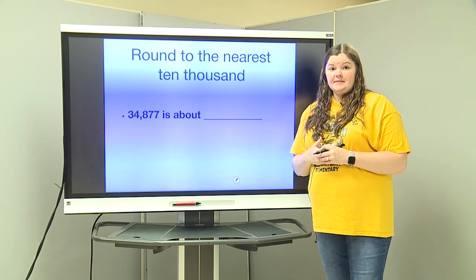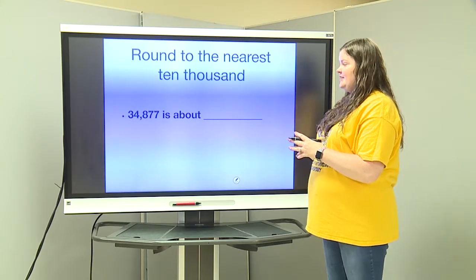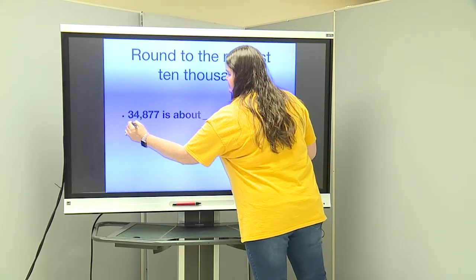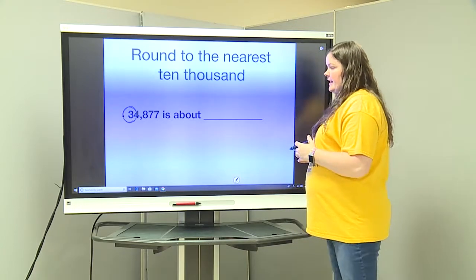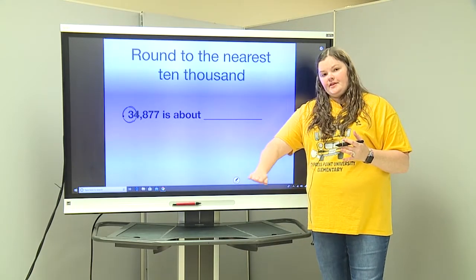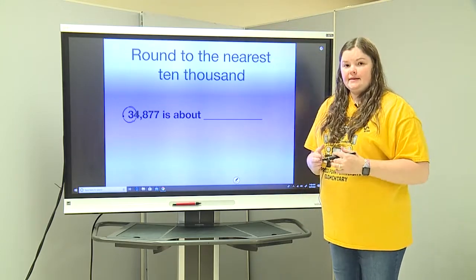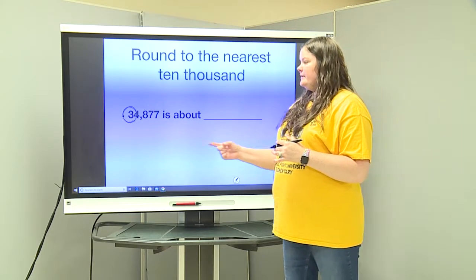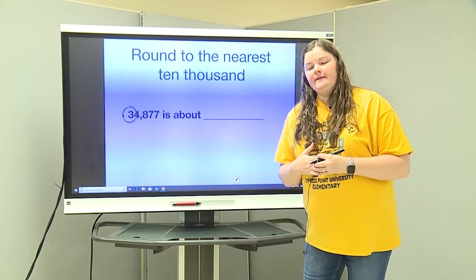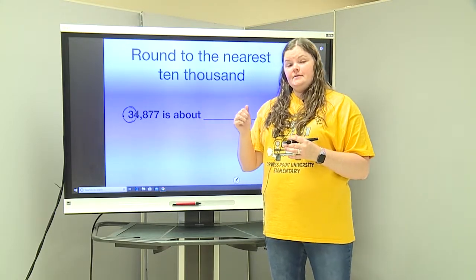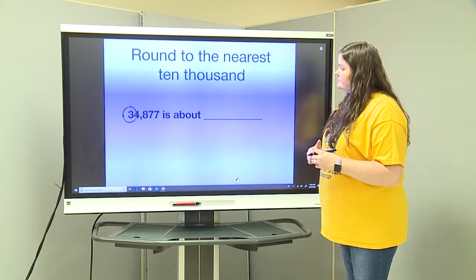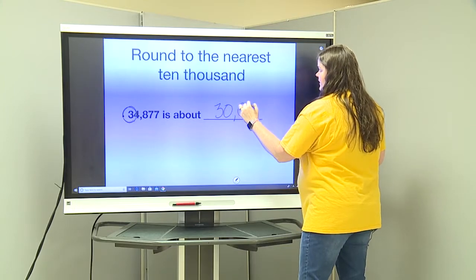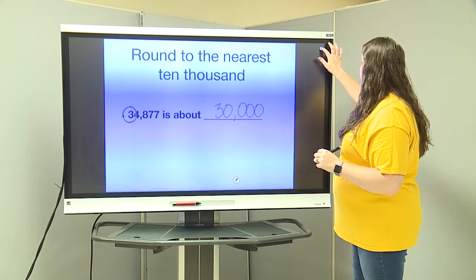All right, to the nearest 10,000. 34,877 is about blank. In the 10,000s place, there's a 3. If again we visualize that number line, we would have 30,000 at the bottom, 40,000 at the top, and right in between would be 35,000. So where would this number fall? 34,877. Is it going to be above 35,000 or below 35,000? It goes just a little bit below. So this one rounds down to 30,000. So it's about 30,000.